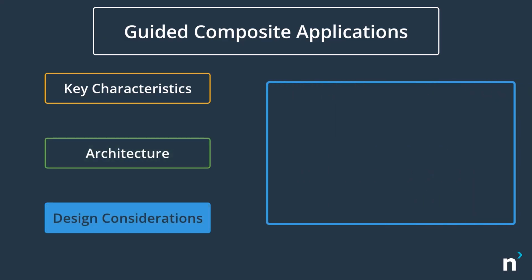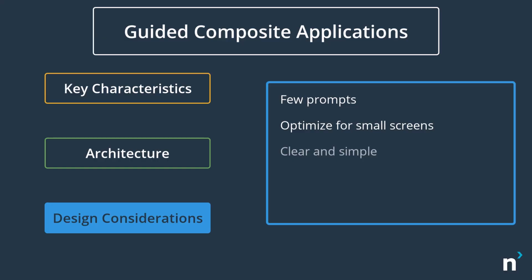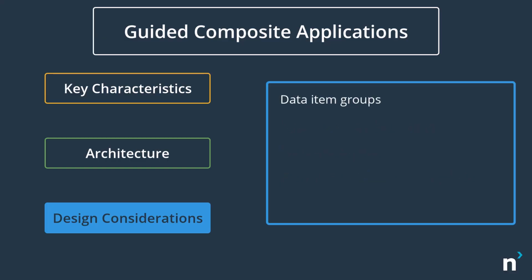When designing guided composite applications, use as few prompts as possible to optimize for small form factors. Clarity and simplicity should be prioritized over flexibility. Ensure that common fields are consistently defined across application tables to support reliable data synchronization. Use data item groups instead of individual fields for easier control. Use common context to populate fields or filters in one step based on a value entered in a previous step.